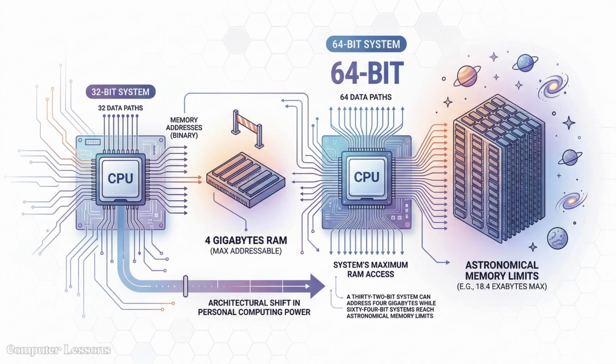Memory addresses are managed in binary, determining the maximum amount of RAM a system can access. A 32-bit system can address 4 gigabytes, while 64-bit systems reach astronomical memory limits. This architectural shift was a major milestone in the history of personal computing power.